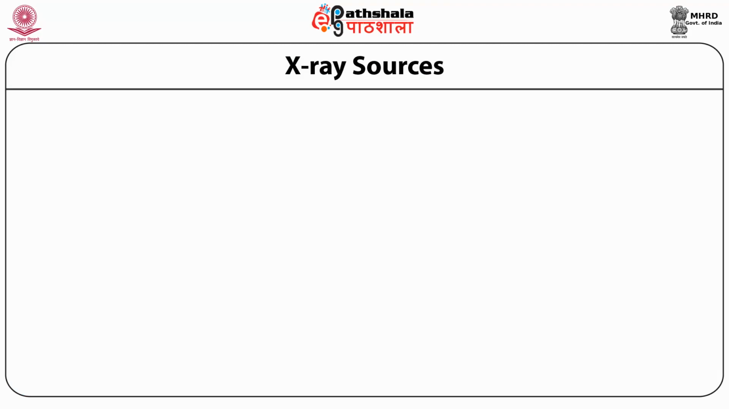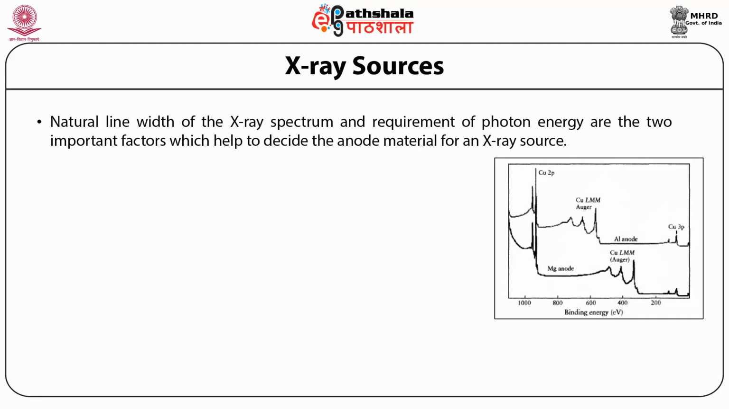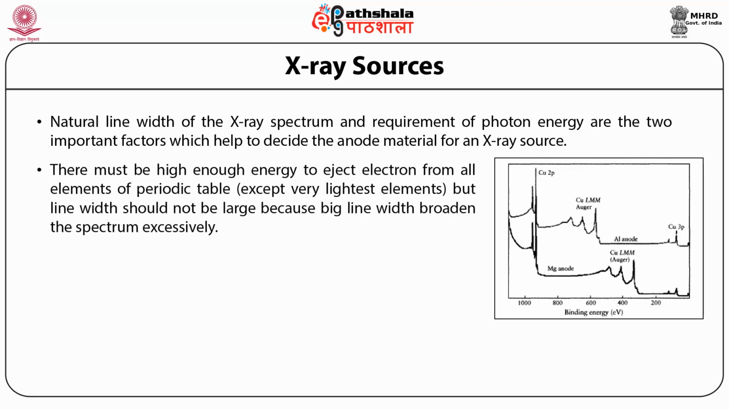Now about X-ray sources. Natural line width of the X-ray spectrum and requirement of photon energy are two important factors which help to decide the anode material for the X-ray source. There must be high enough energy to eject electrons from all elements of the periodic table, except the very lightest elements. But the line width should not be large, because a big line width broadens the spectrum excessively.